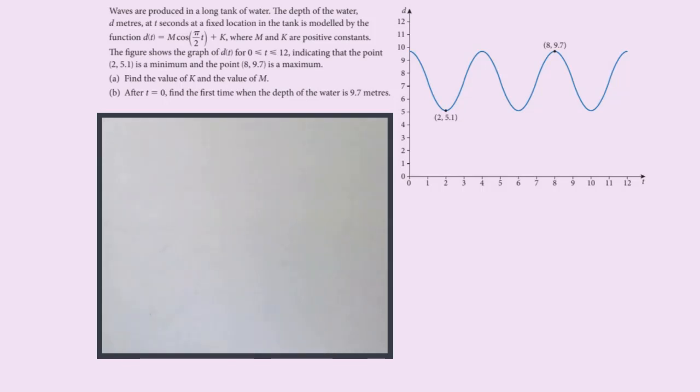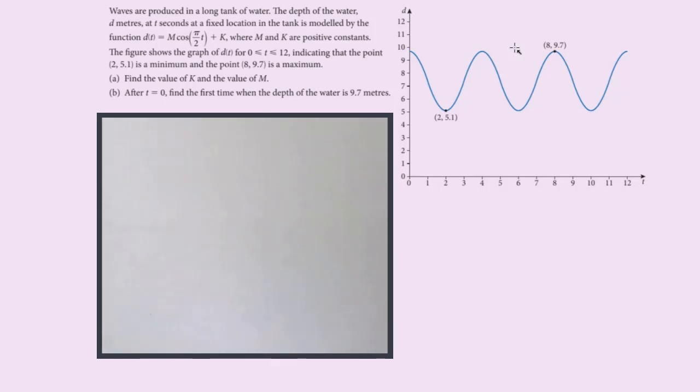The figure shows the graph of d(t) for t between 0 and 12, indicating that the point (2, 5.1) is a minimum and the point (8, 9.7) is a maximum. So you can see the minimum here, the maximum there. Find the value of k and the value of m. After t equals 0, find the first time when the depth of water is 9.7 meters.